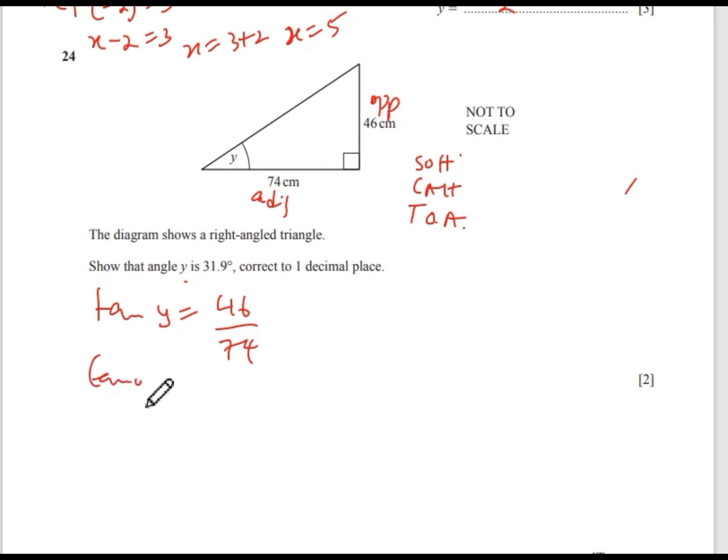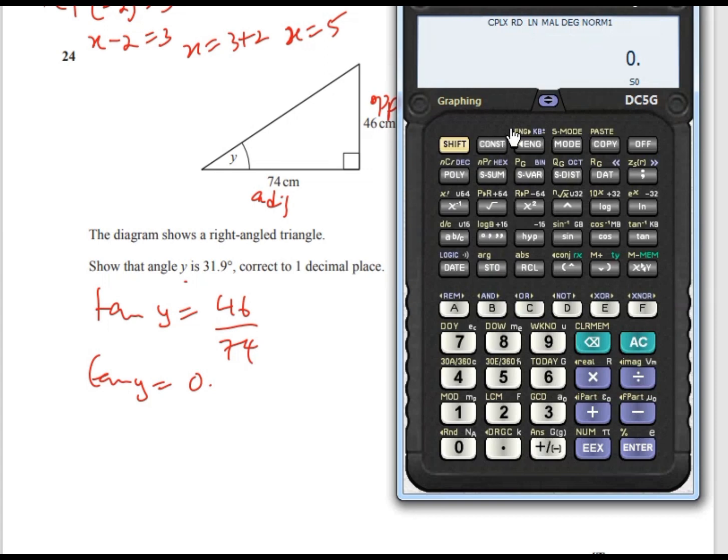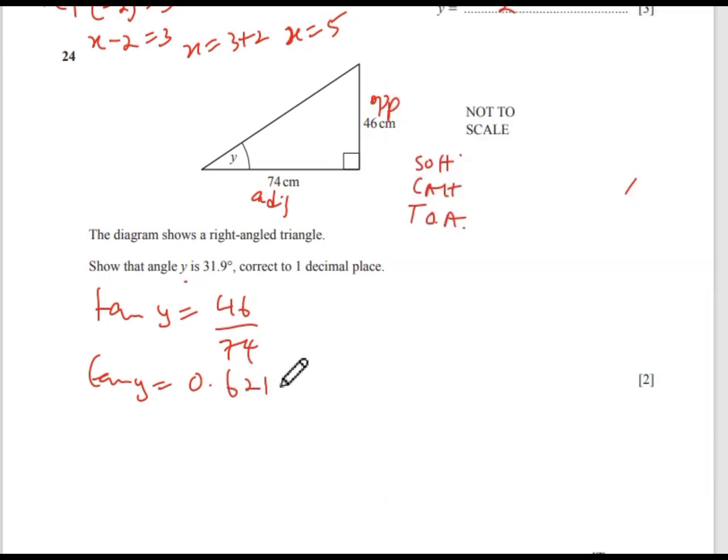So tan y is equal to 46 divided by 74. That gives us 0.6216. So y is equal to tan inverse or arctan of 0.6216.